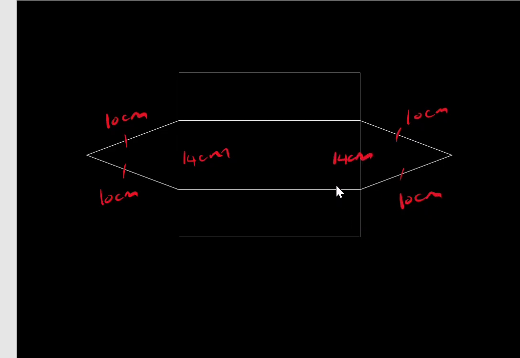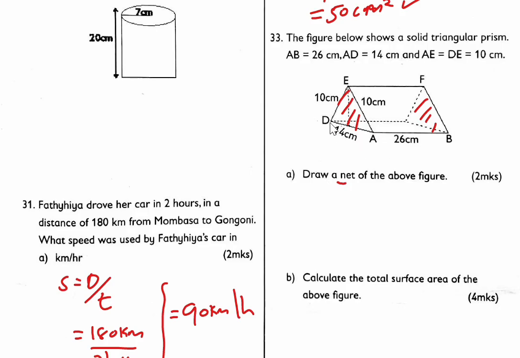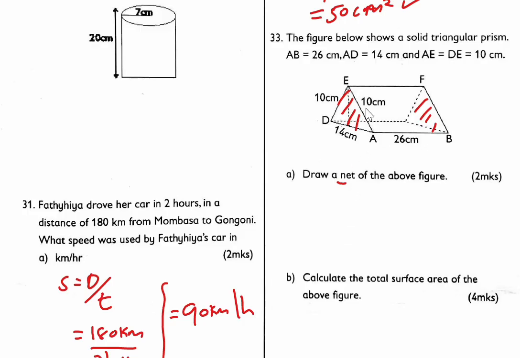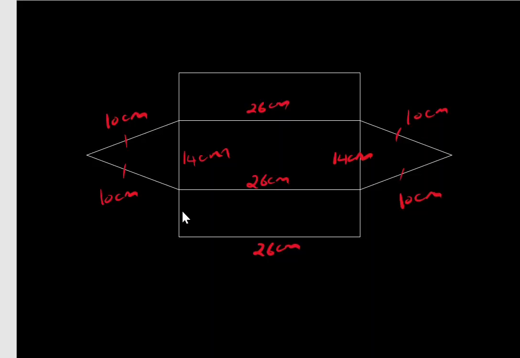For the rectangles, we have 3 rectangles. We have this one, which is 14 by 26, the one with this triangle. So the length is 26 centimeters, also here it is 26 centimeters, and also here it is 26 centimeters. Finally, we have the length of this rectangle ABEF. You can see it is 10 centimeters, and this other one is also 10 centimeters because they are equal. So this is the net of that solid.